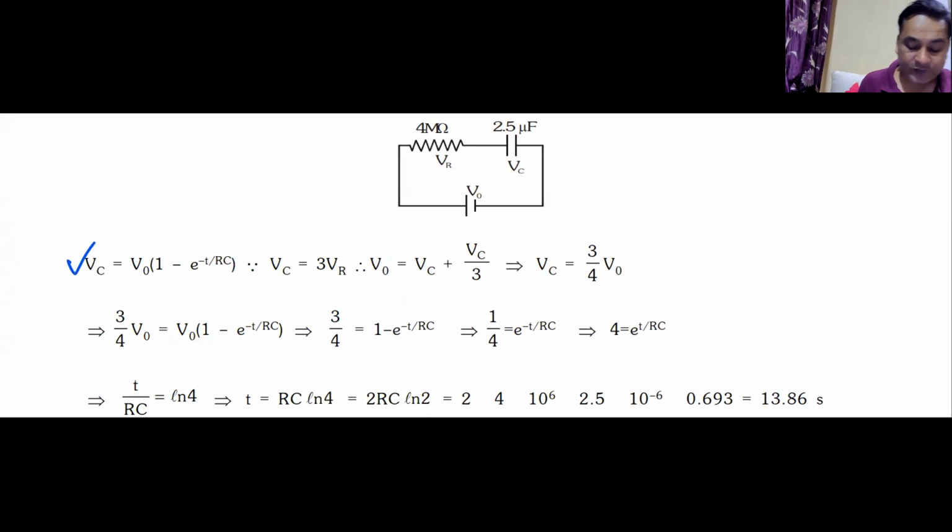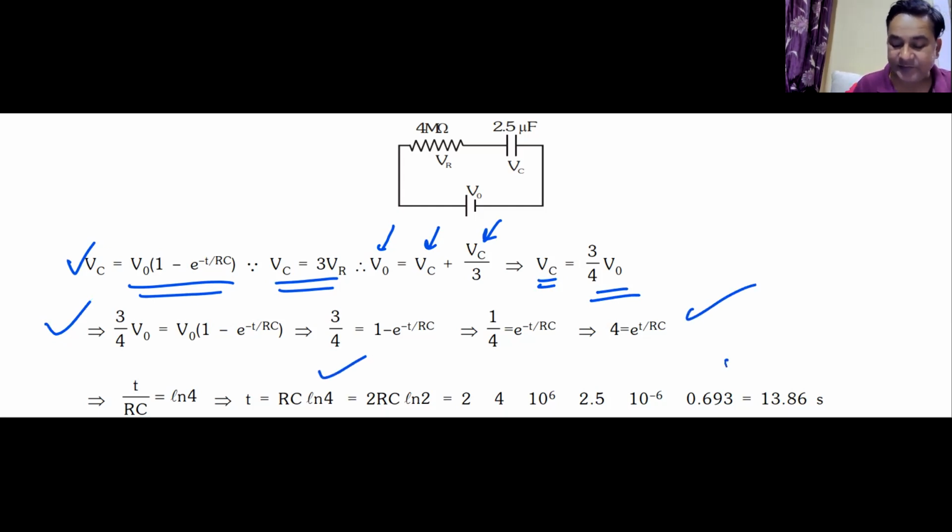Basically, VC is equal to 3VR. Okay, you know V as a function of time, yes or no? Yes, sir. And you also know VC is 3 times VR. Yes, sir. So, and V naught is VC plus VR, yes or no? Yes, sir. So, you know VC is equal to 3 V naught by 4. Once you get this, then it is pretty damn simple. Yes or no? Yes, sir. Well done. You passed this test.